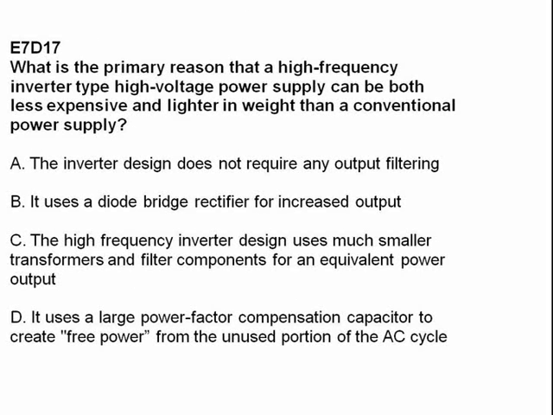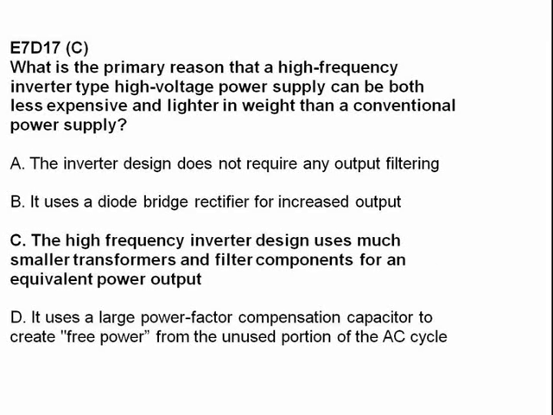What is the primary reason that a high-frequency inverter-type high-voltage power supply can be both less expensive and lighter in weight than a conventional power supply? A. The inverter design does not require any output filtering. B. It uses a diode bridge rectifier for increased output. C. The high-frequency inverter design uses much smaller transformers and filter components for an equivalent power output. Or D. It uses a large power factor compensating capacitor to create free power from the unused portion of the AC cycle.